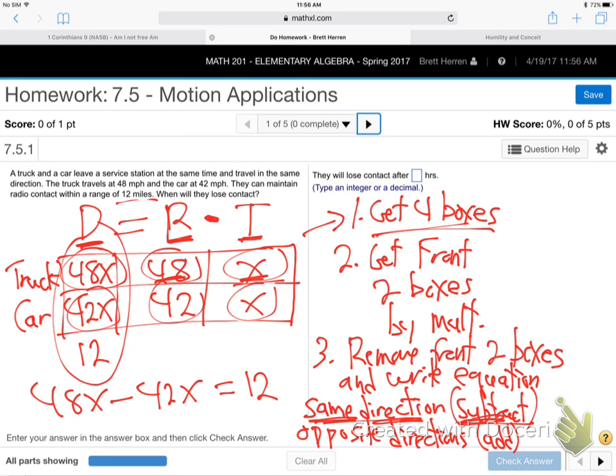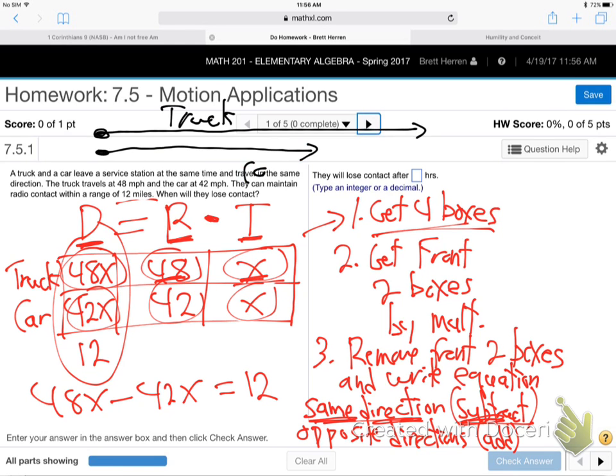I like logic. Let me show you logically why that's true. Because if you think about it, one car's here, the truck, let's say the truck, and here's the car, okay? And between them there's a gap, right? Here's the gap between them. And we want that gap to be 12 miles. Isn't that what they're talking about?